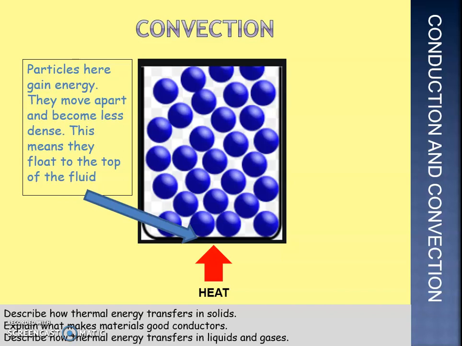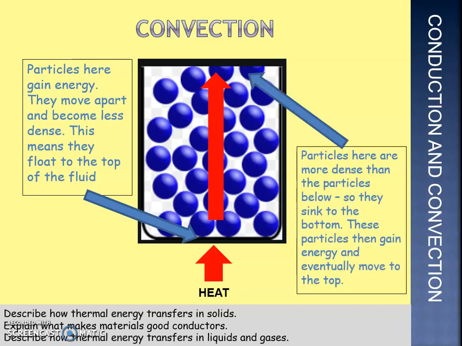Particles above are more dense. If we put a less dense object in a more dense one, it will float. So these particles float to the top of the fluid. What happens to the particles above them? They are much more dense than the particles below, so they sink to the bottom.